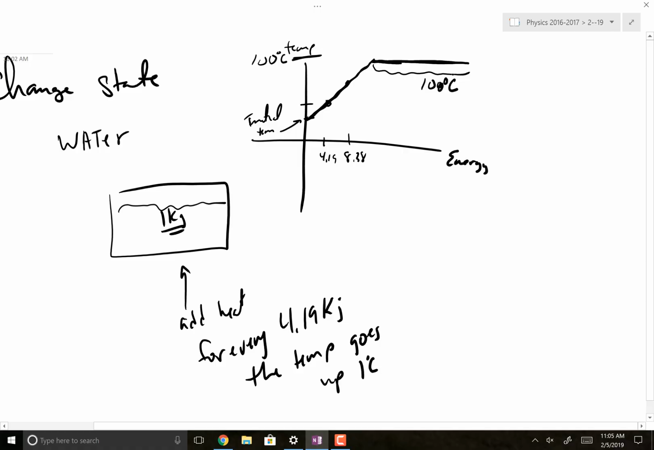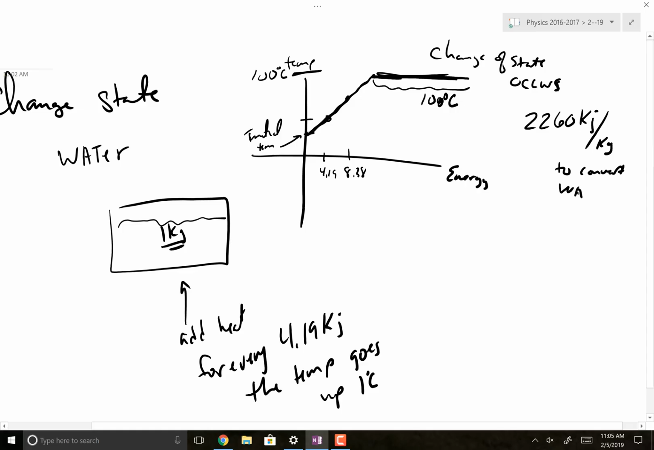And then if you captured the steam, then you can keep heating the steam up after that. That'd be really cool. It's kind of scary stuff, actually. This right here is what happens as the change of state occurs. If you read the text, you realize that it takes something like 2,260 kilojoules per kilogram to convert water to steam. All of a sudden, I'm questioning myself. I'm pretty sure it's 2,260.